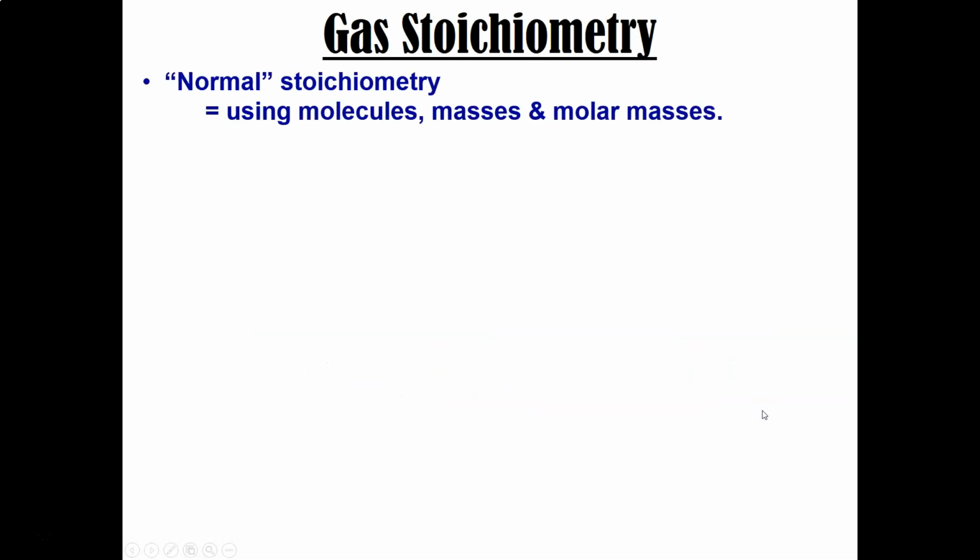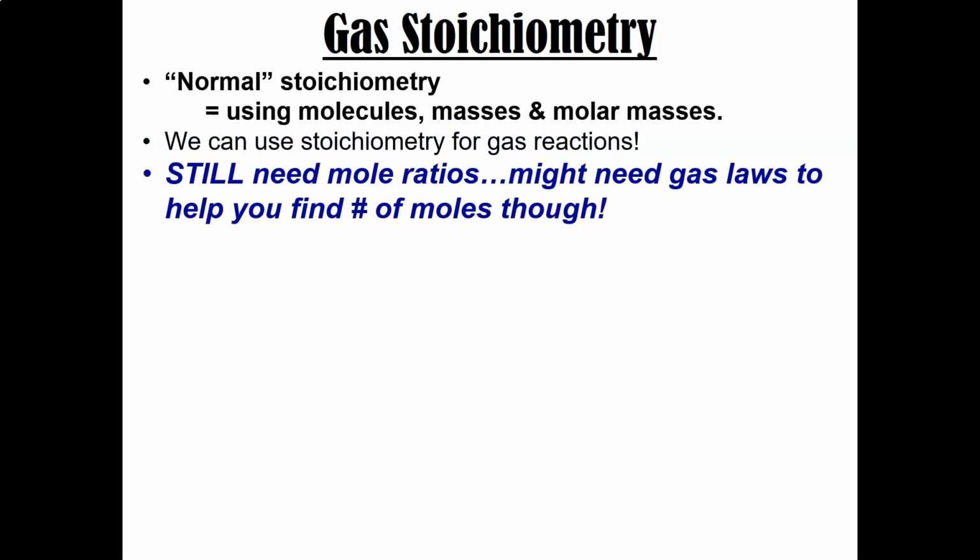So remember, in normal stoichiometry, you're just using things like molecules, masses, molar masses. Maybe you're using some metric conversions here and there. But for the most part, it's things like Avogadro's number, molar masses. So we're still going to do that here. You're still going to need things like mole ratios, right? Because we're still going to be having equations that we're dealing with. But you may need to be using your gas laws to help you find some of your numbers.